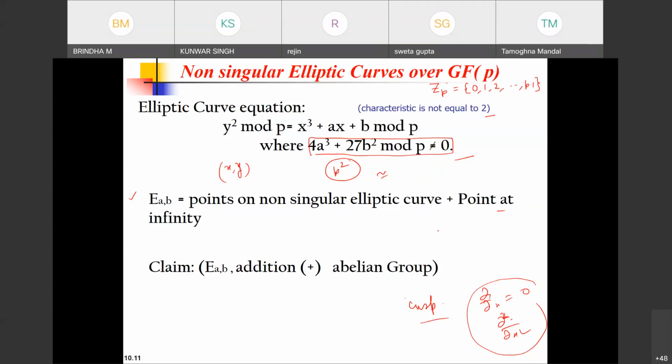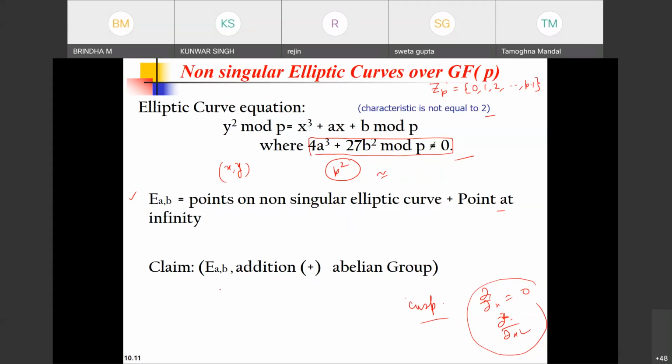Clear? The set consists of all the points on a non-singular elliptic curve, and one imaginary point at infinity. There is no mathematical value for this one. It's just an imaginary point which will be defined. We'll see how it is defined.